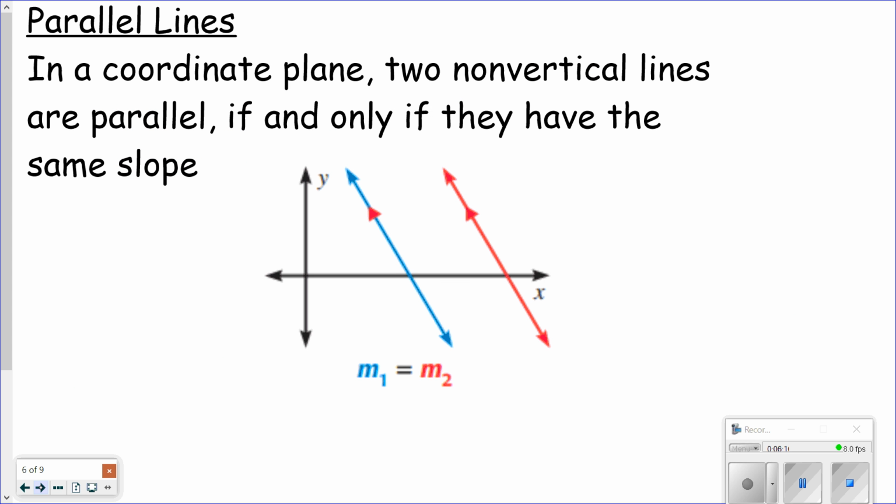Parallel lines. In a coordinate plane, two non-vertical lines are parallel if and only if they have the same slope. So this blue line and this red line have the same slope, therefore they are parallel. So for example, if the blue line had a slope of -5 since it is negative, it's going down, that would mean the red line would also have to have a slope of -5.